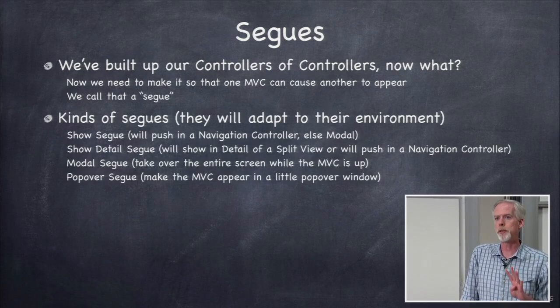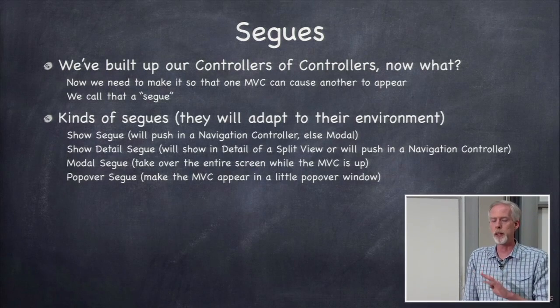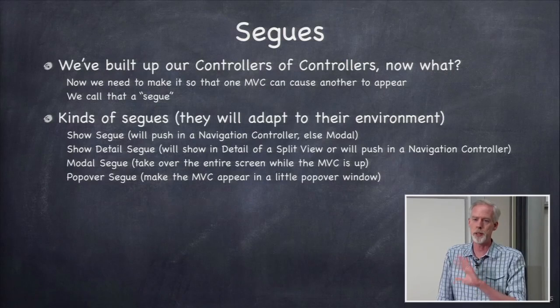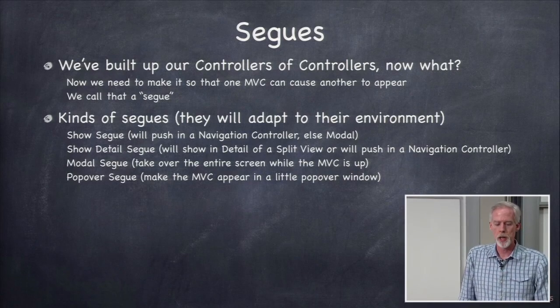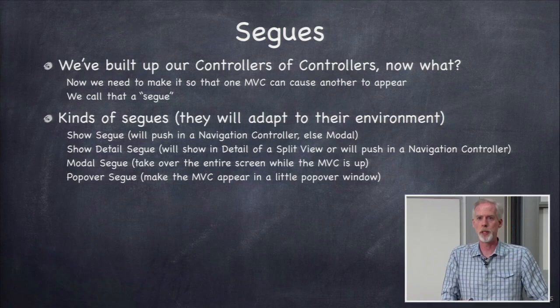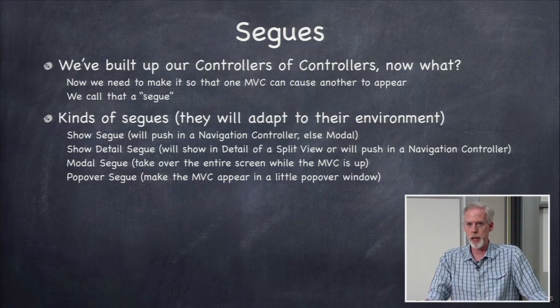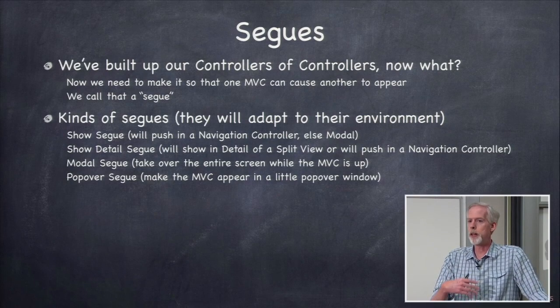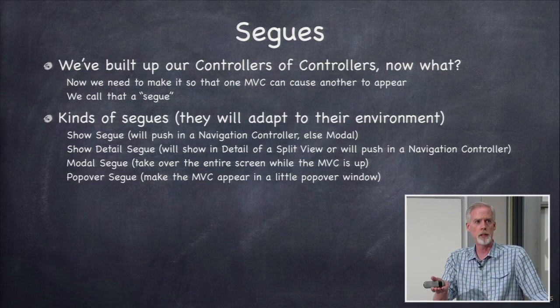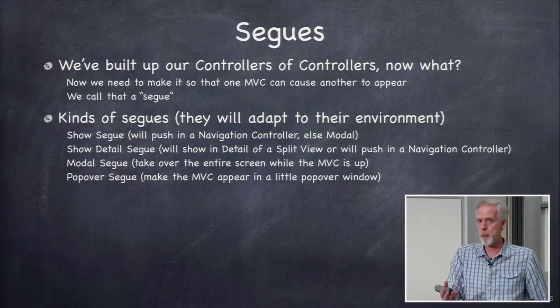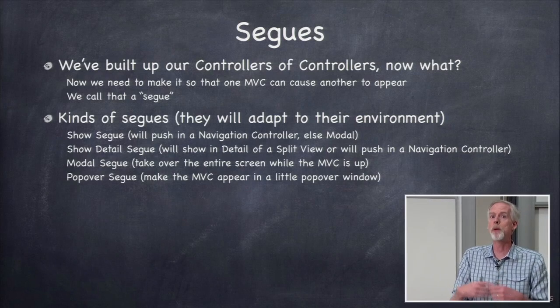There's really 4 kinds of segues. There are custom segues too, but we're not going to talk about that in this class. It's kind of advanced. You almost never need those. So there's 4 basic segues. There's show segue, which basically shows the MVC that you're talking about. And if you're in a navigation controller, it will put it on top of the stack of cards. If you're not in a navigation controller, then it will show it modally.